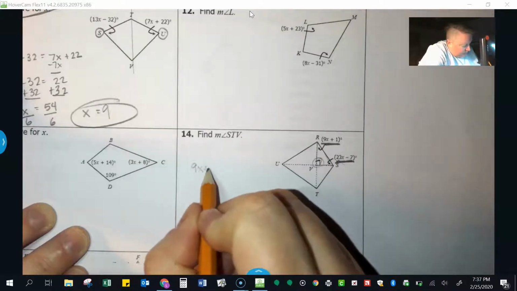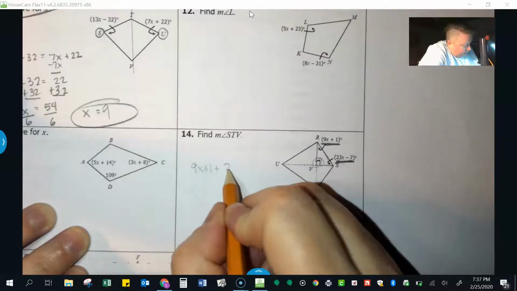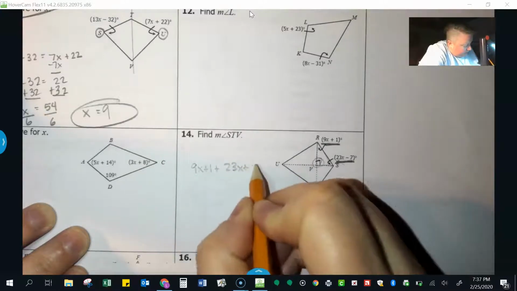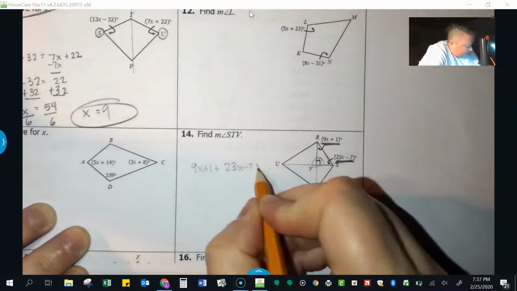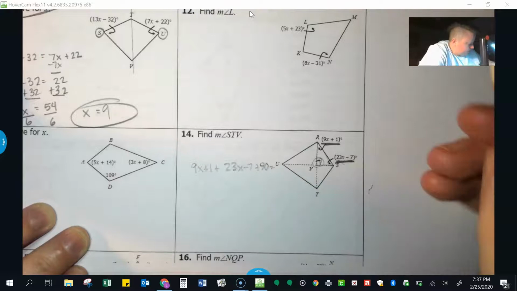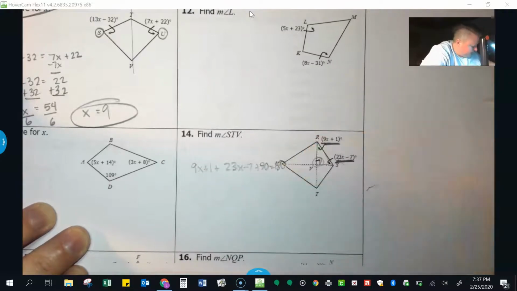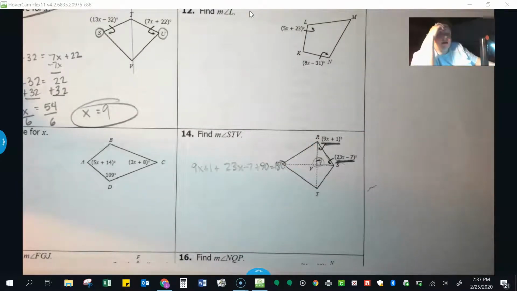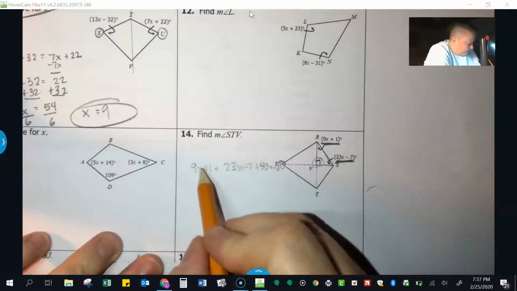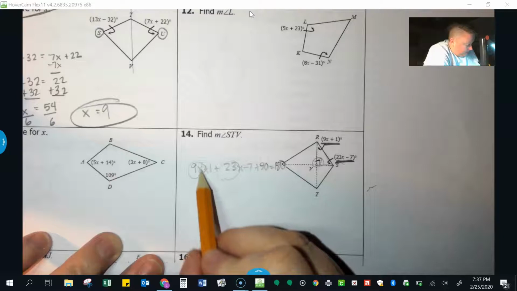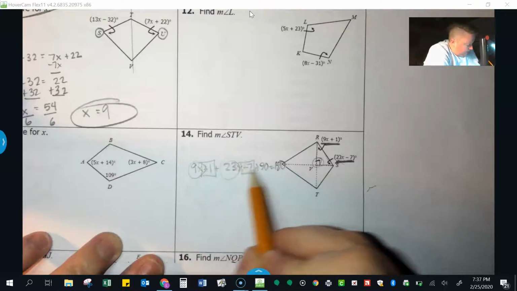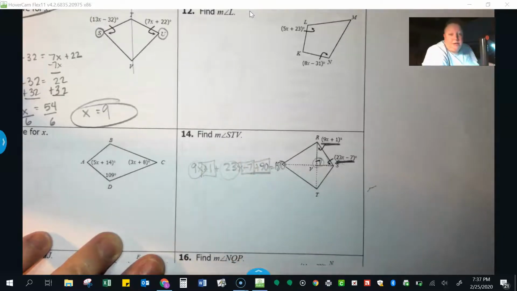I'm going to say 9x plus 1 plus 23x, sorry, that's a minus 7 plus 90 equals 180. Now you're just going to use this and solve for x. You're going to combine your like terms. The 9x and the 23x go together. The 1, the negative 7, and the 90 go together.